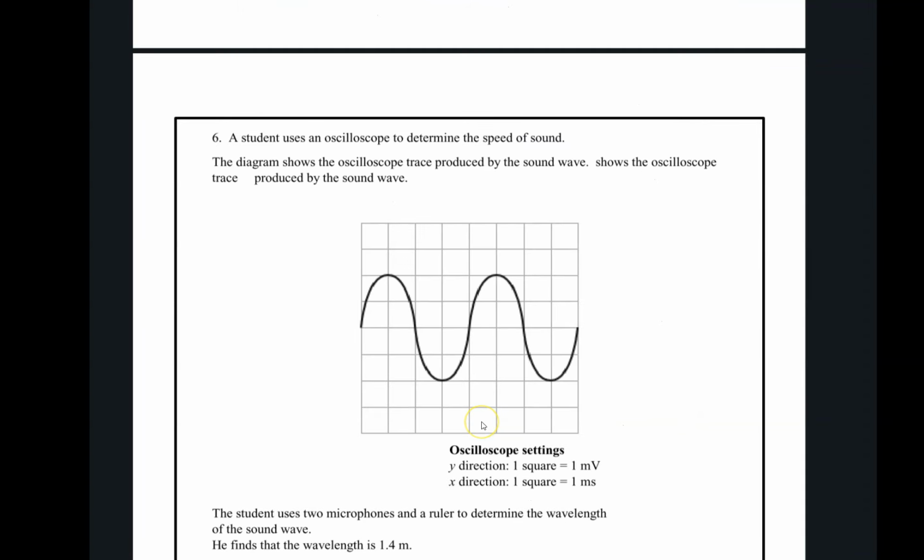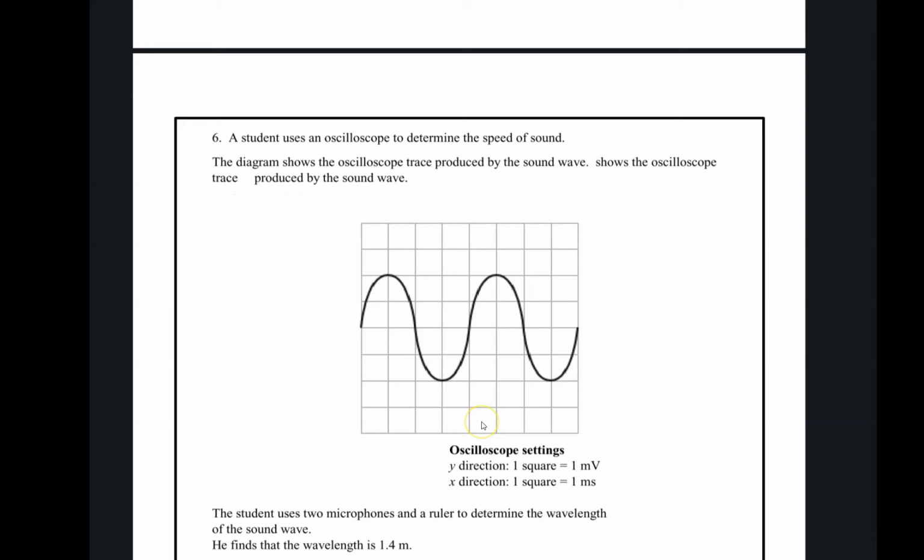Now question number 6, we are told a student uses an oscilloscope to determine the speed of sound. So meaning you have to prepare on how to determine the speed of sound using different experiments. This is one of them, using a CRO.